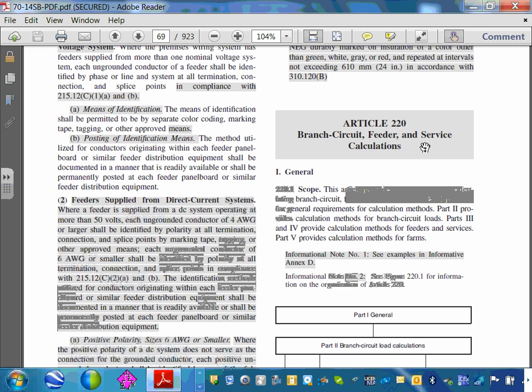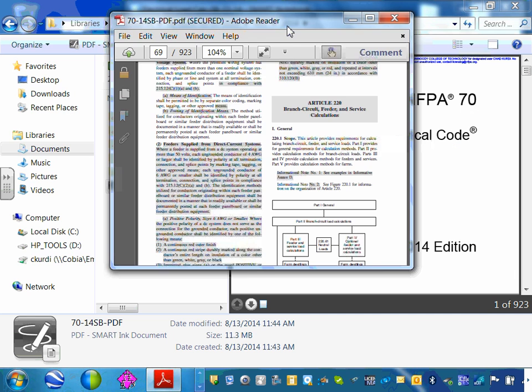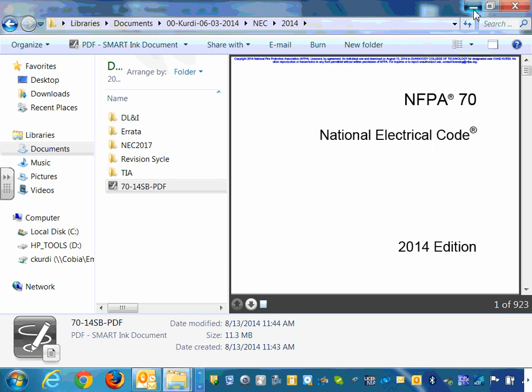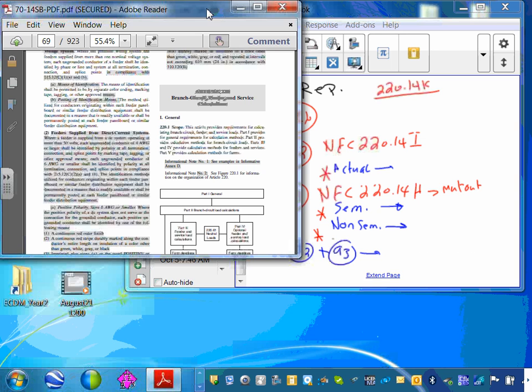Do you guys have your code book? You don't have the code book yet? Okay. Moving forward, we're going to be living with this document. So, Article 220, we're going to spend a lot of time in Article 220. I'm going to be referring to it, and I'm going to put it right here.